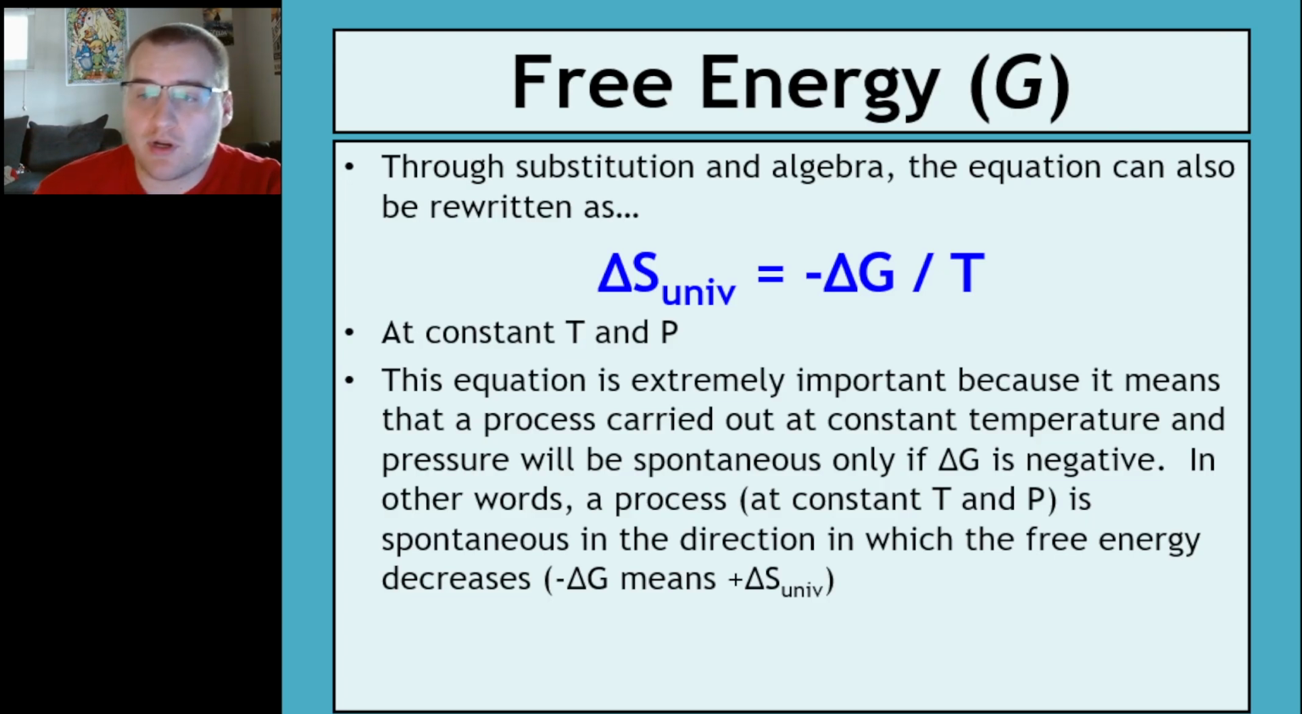This equation is important because it means that a process carried out at constant temperature and pressure will be spontaneous if delta G is negative. In other words, a process at constant temperature and pressure is spontaneous in the direction in which the free energy decreases. What this means is, if delta G is negative, the reaction is spontaneous. If delta G is positive, the reaction is not spontaneous. That's mainly what that's useful for. That's translating that long paragraph.